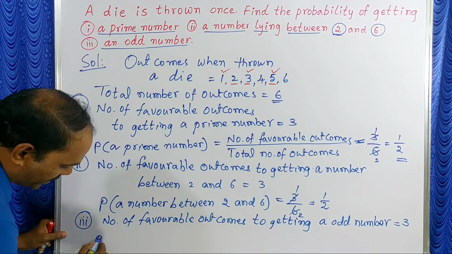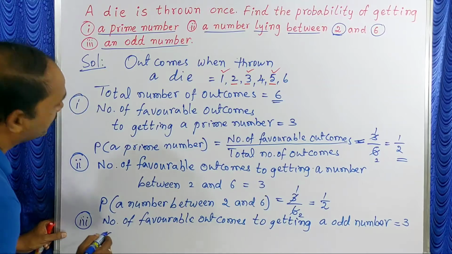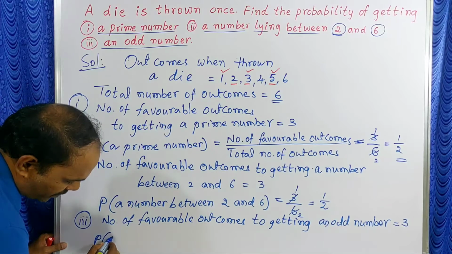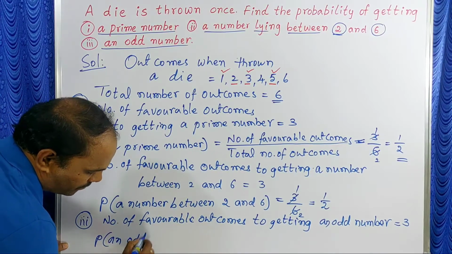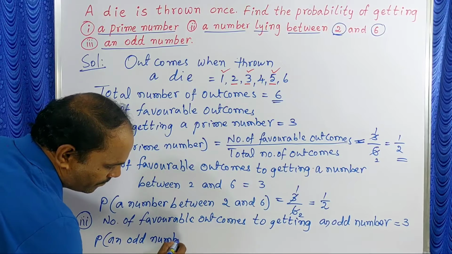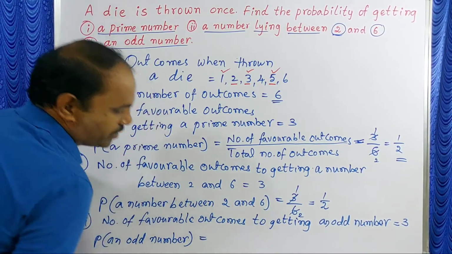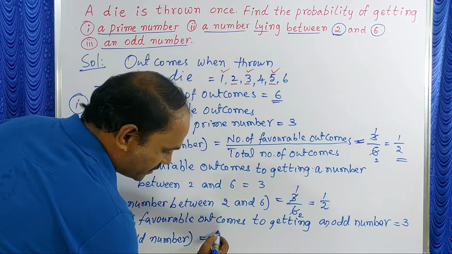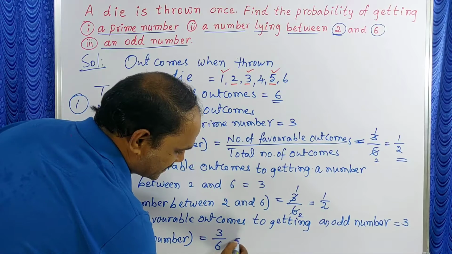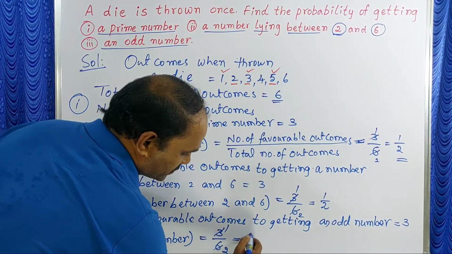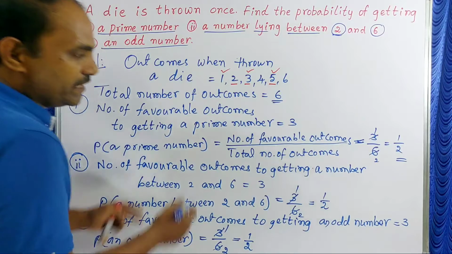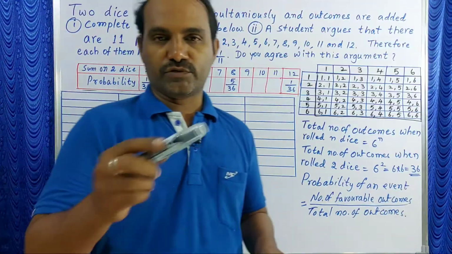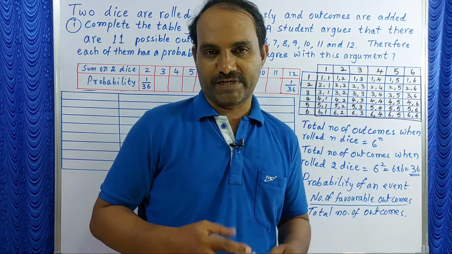Then probability of an odd number is equal to number of favorable outcomes by total outcomes. What is the number of favorable outcomes? 3 by total 6. Again 3 ones are 3, 3 twos are 6. So 1 by 2. In each case the answer is 1 by 2. Is it understood? Yes students, let us check one more question from the textbook.